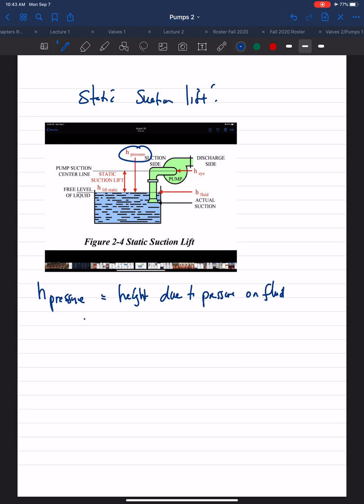And typically atmospheric pressure, you can assume units of 1 atmosphere. And 1 atmosphere is equivalent to 14.7 psi absolute, or 1 atmosphere is 33.9 feet of water.